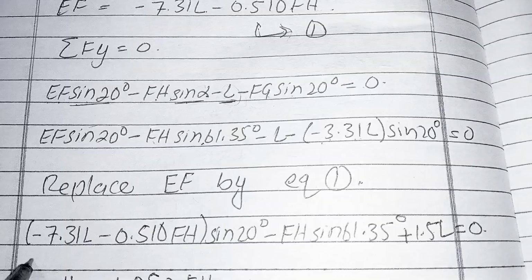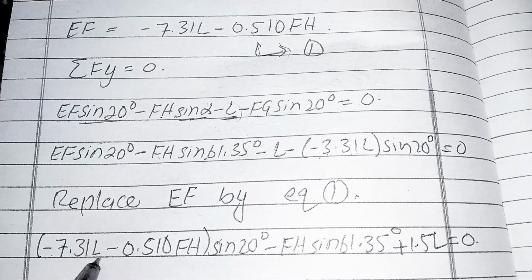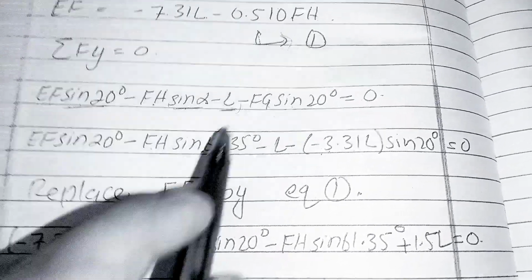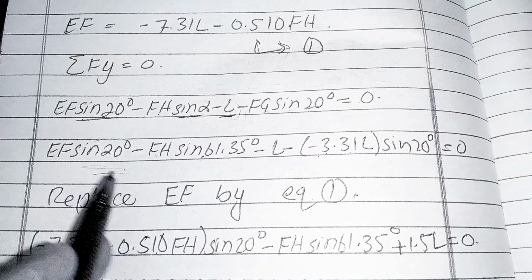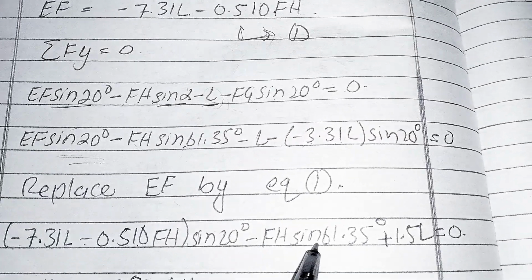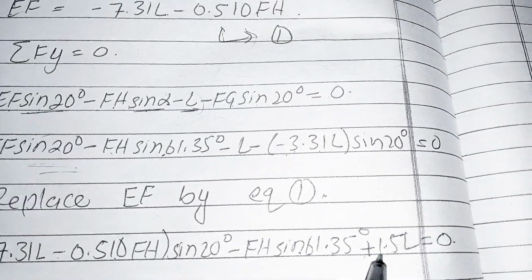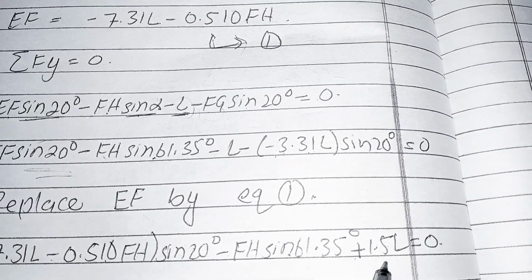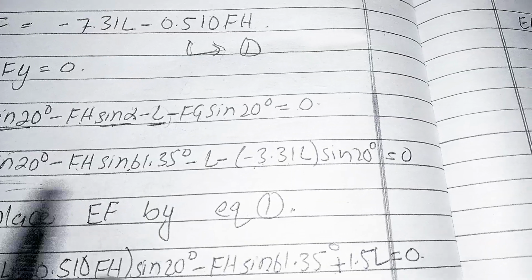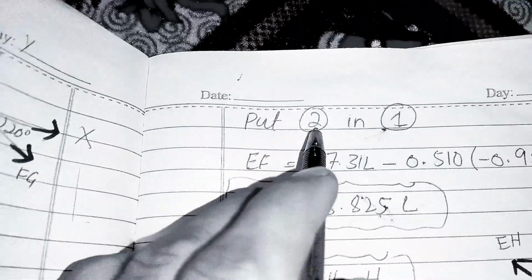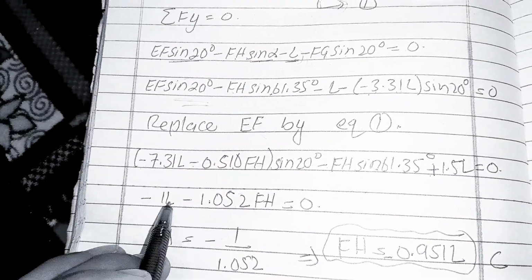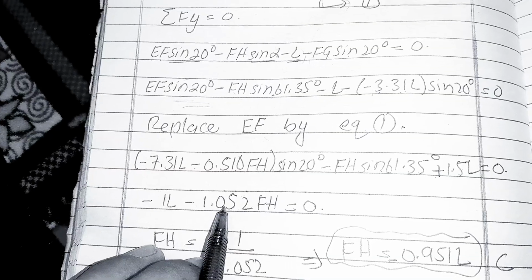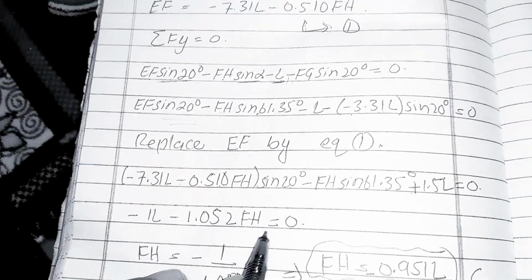So EF equal to 7.31 L negative 0.510 FH sine alpha. Sine 20 degree as it is, negative FH sine 61.35 plus 1.7 plus 1.5 L equal to 0. So put equation 2 in equation 1. If you calculate this, negative L minus 1.052 FH equal to 0.